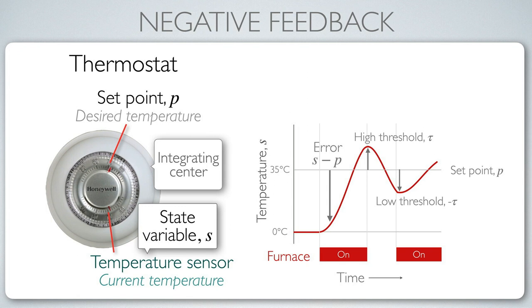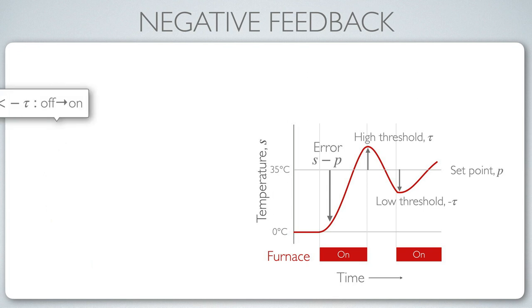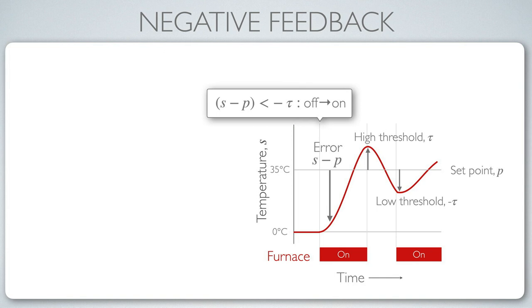So now that we have these quantitative concepts, we can articulate what the thermostat is doing in terms of a set of rules. And there's two rules in this case. The first rule has to do with turning the furnace on. And that rule is like this. If the error, the difference between the state variable and the set point, is less than the lower threshold, minus tau, then turn the furnace on. So if the furnace was off, turn it on. If it's already on, you leave it on. But this rule has to do with changing the state of the furnace off to on.